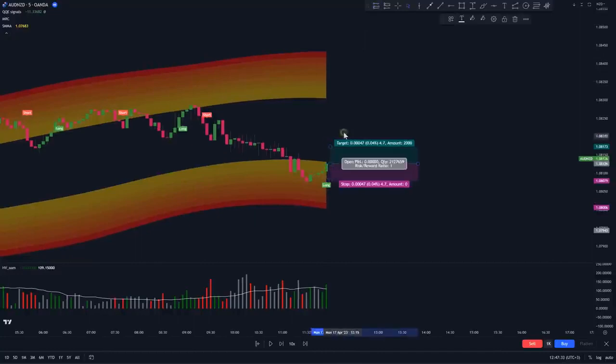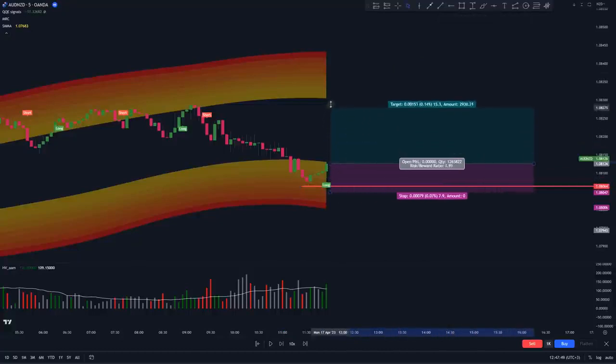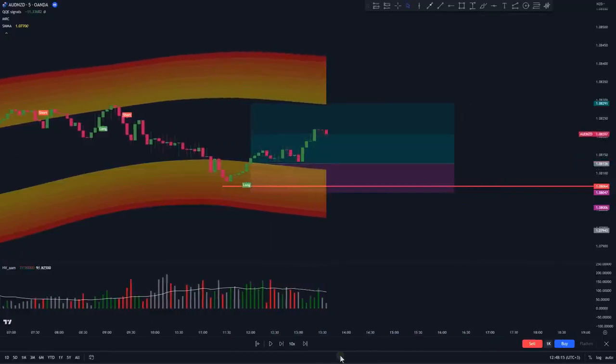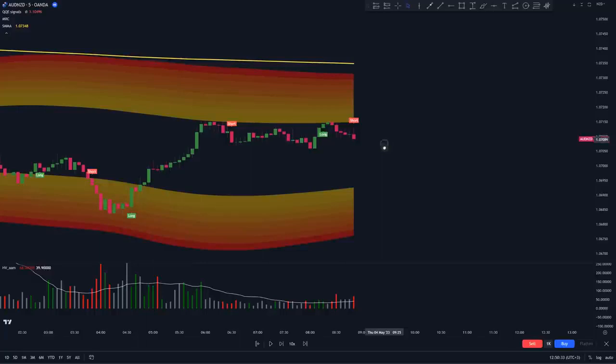The stop loss is gonna be set below the most recent swing low, and for the take profit, we're gonna set it at 2 times the risk. We let the trade run and take profit.